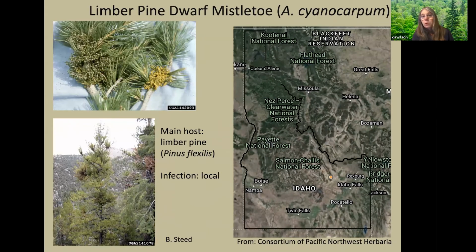Here is the Limber pine dwarf mistletoe, Arceuthobium cyanocarpum, and it is mostly on Limber pine, or Pinus flexilis, and its infections are also local infections. And it is also not very common within Idaho, or at least this is the information I got from the Pacific Northwest Herbaria. And there are two collections in Butte County, and they're kind of interesting.